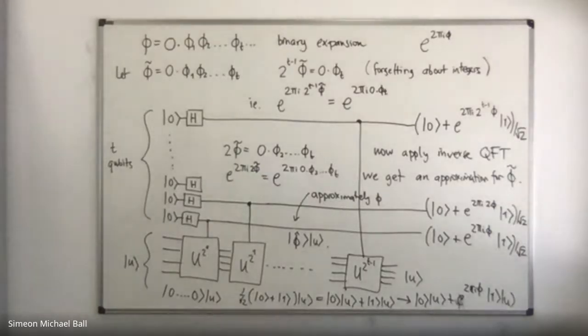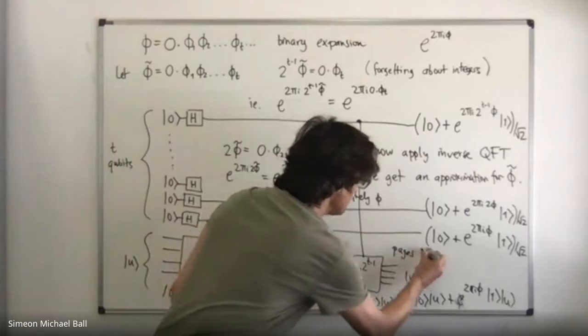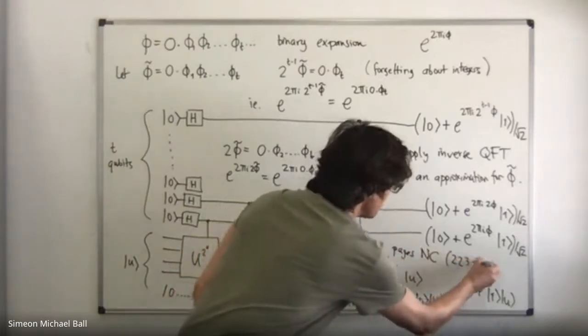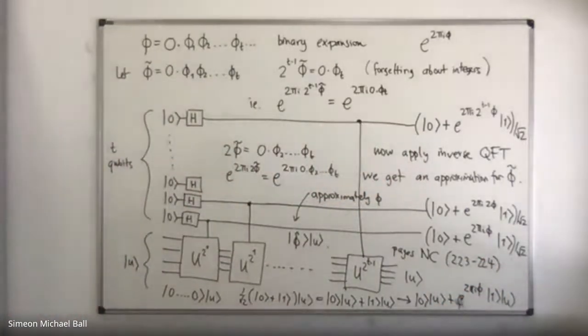Now, there's a big discussion about how good this approximation is in Nielsen-Chuang, which I'm not going to go into. But if you want to have a look, the relevant pages in Nielsen-Chuang are 223 to 224, where they discuss exactly how good you can make this. And obviously, the important thing, and I think it's fairly obvious, is that if we take more t's here, the better our approximation is going to be. So the more decimal places you take, the better your approximation.